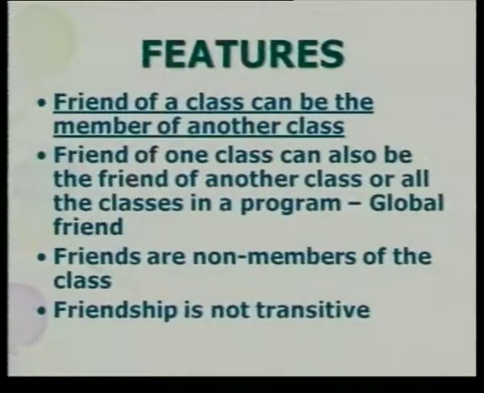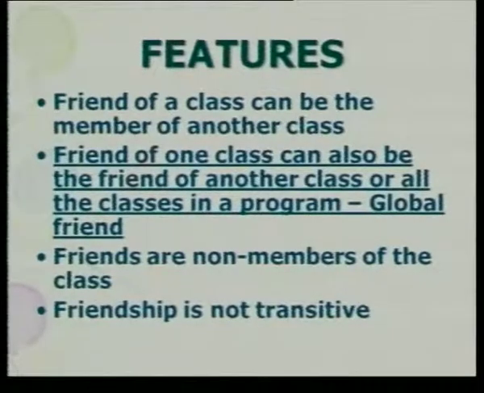Now, what are the basic features in these? The friend of a class can be the member of another class. So, it is not necessary that friends have to be independent. They can belong to another class, at the same time be a friend of a different class. Friend of one class can also be the friend of another class or all the classes in the program. So, one class can have many friends, it can be the friend of many classes in the program.